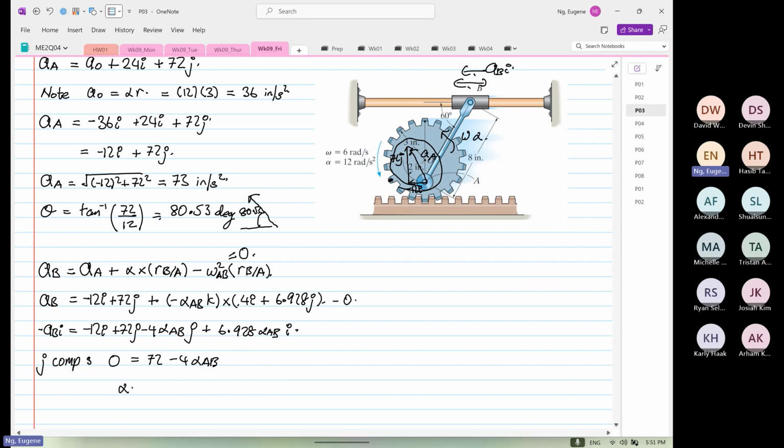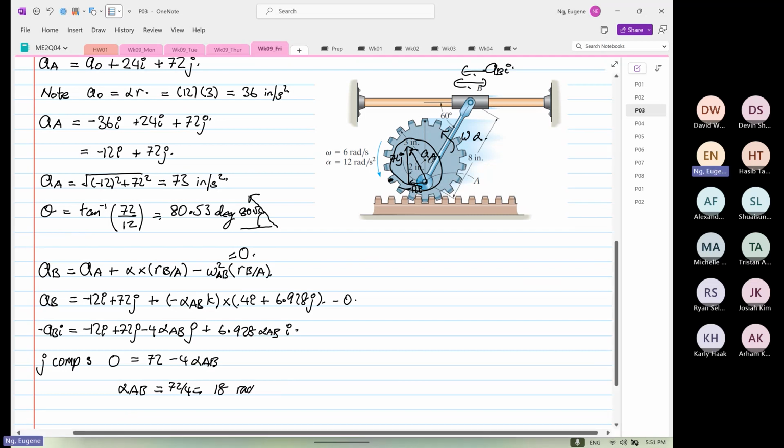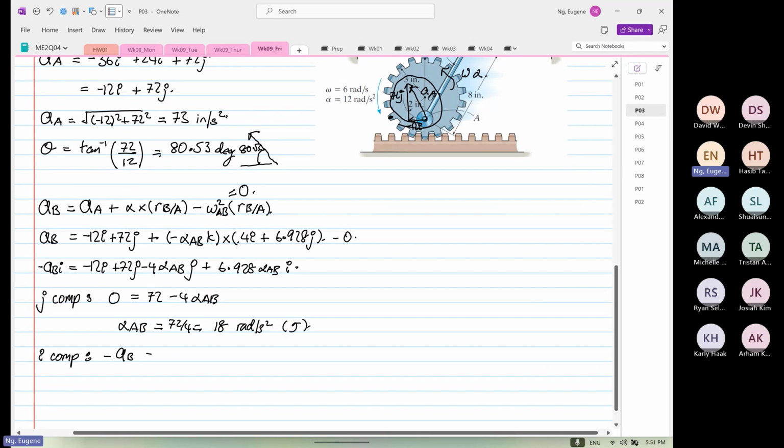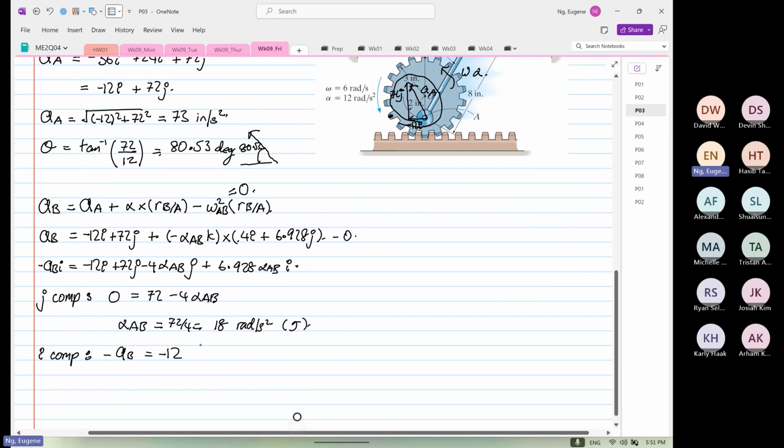So over here, alpha AB is equal to 72 divided by 4. So 72 divided by 4 is equal to 18 radians per second squared. And because it's positive, it's correct, it's going this direction. And then if we look at the I component, minus AB, so this is equal to minus 12 plus 6.928 alpha AB.